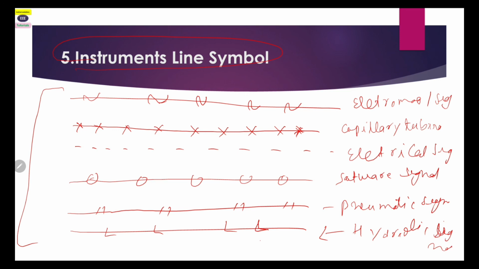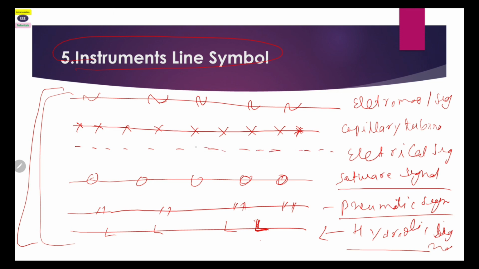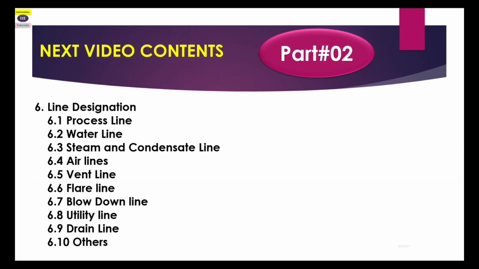Whenever you see these 5 types of line, you can simply see: if in a line L is given, then it's a hydraulic line. If this type of symbol is given, then it is a pneumatic signal. This type of symbol in a line is the software signal, and this is the electrical signal if that dash is given, and this is the capillary signal, and this is the electromagnetic signal. So generally these 5 types of signal are used in any refinery and process plant.